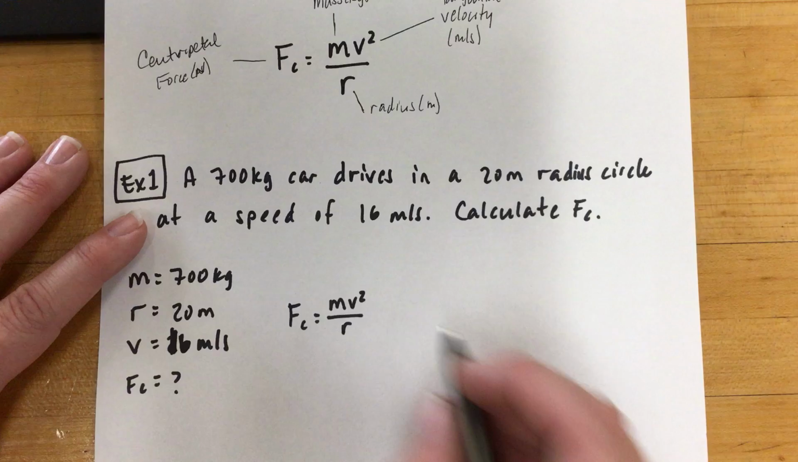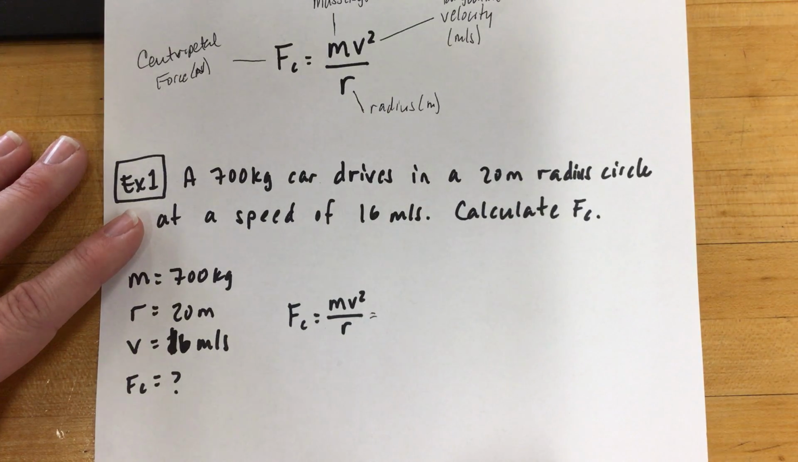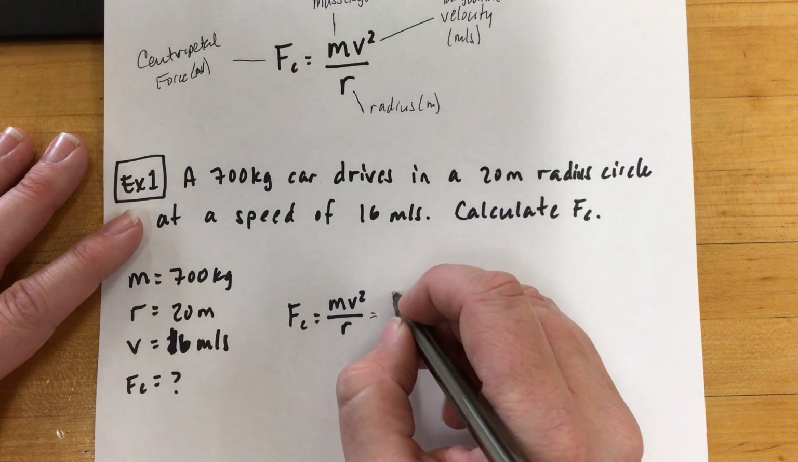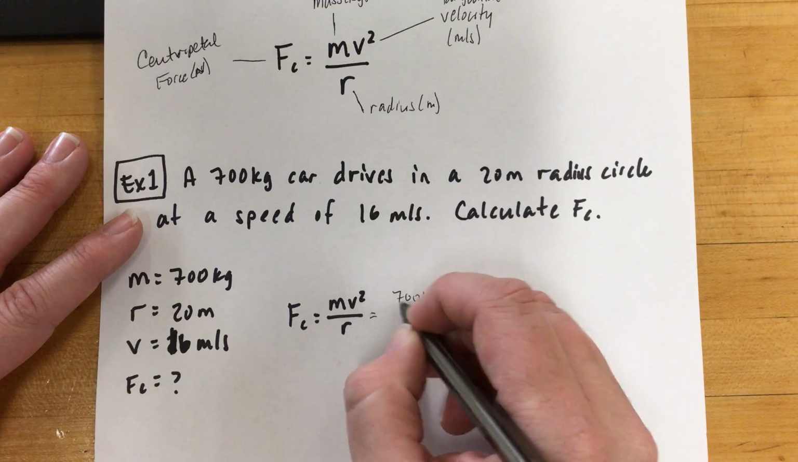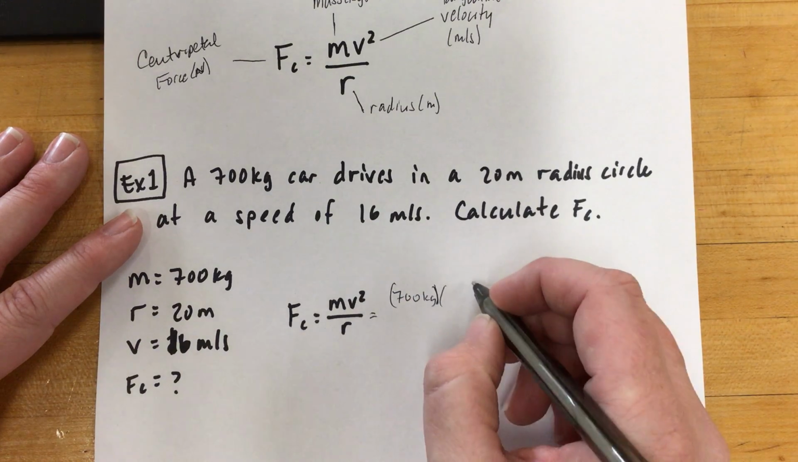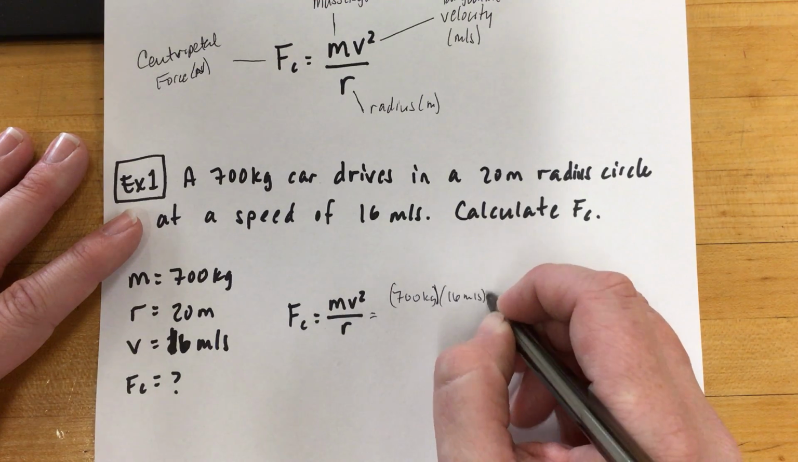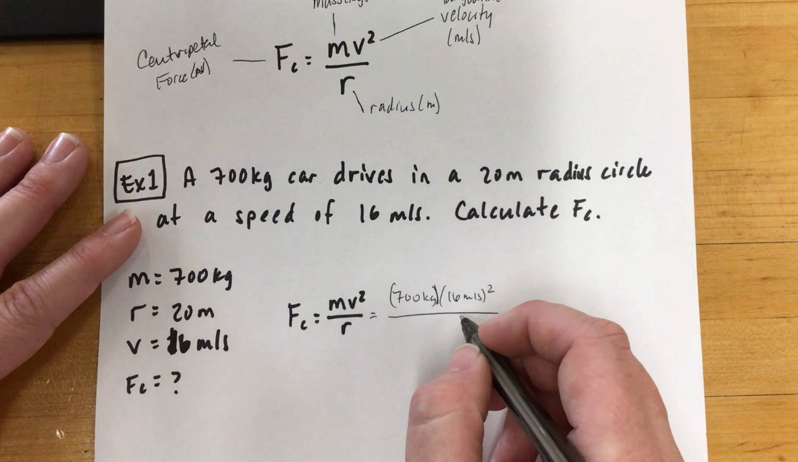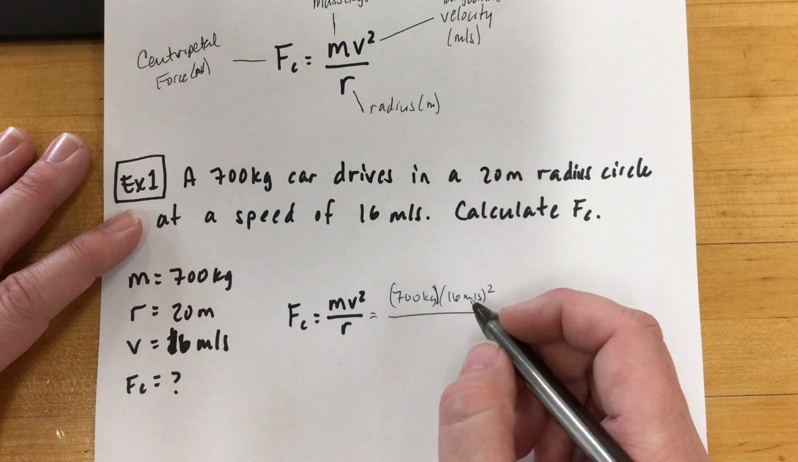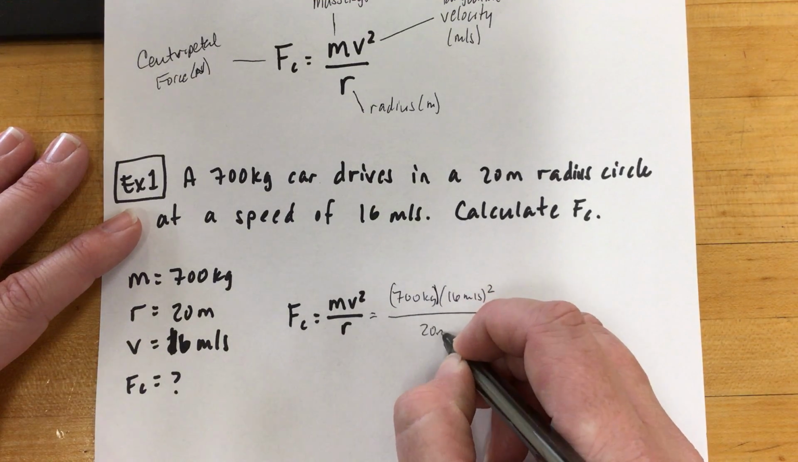We don't need to rearrange this one. So we have Fc equals mv squared over r. So we're going to take our mass of 700 kilograms times our velocity of 16 meters per second. We'll square that number there, only that number, and then divided by our radius of 20 meters.